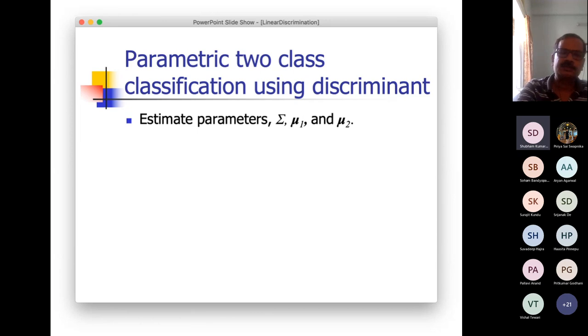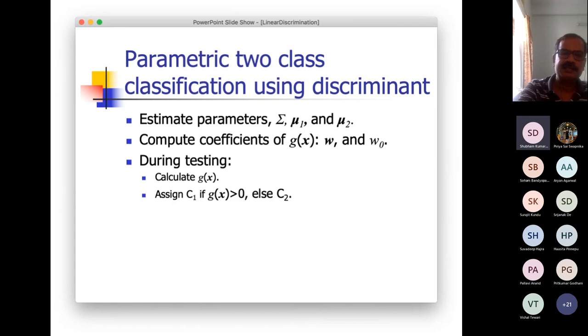Right. So this is how we are considering these computations when we are using parametric two-class classification. Estimate these parameters, then compute the coefficients of g(x), that means w and w naught. During testing, calculate g(x), then assign C1 if g(x) is greater than 0, else C2. So this is the standard parametric classification. So far, nothing is with respect to logistic regression. We have already discussed this. So this is a method.